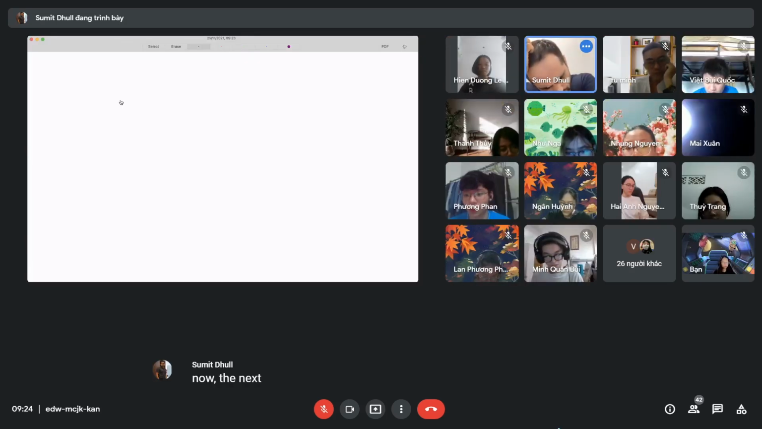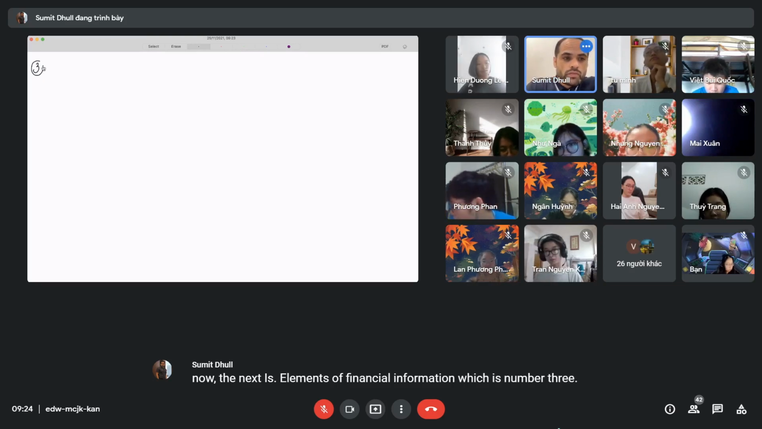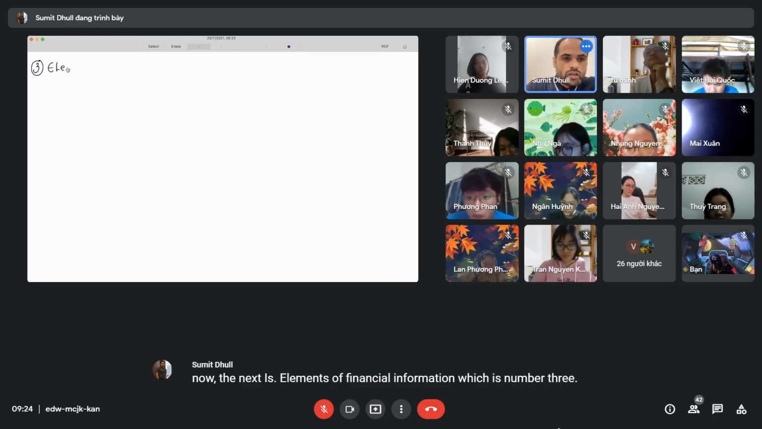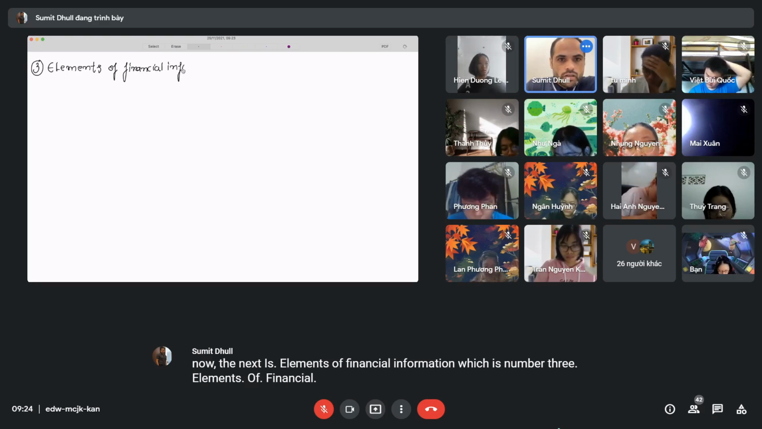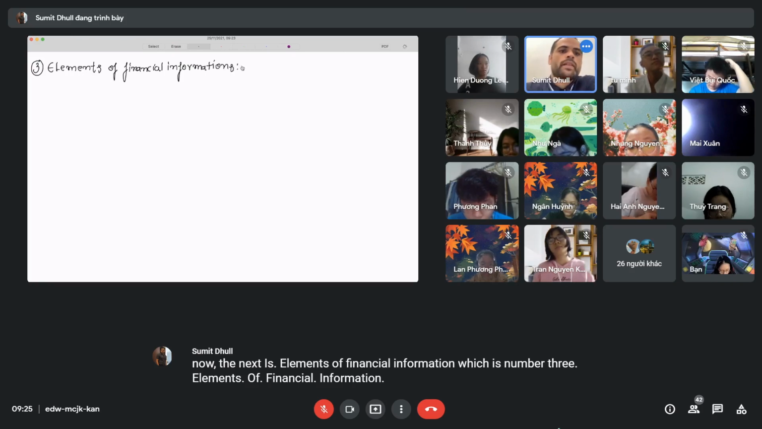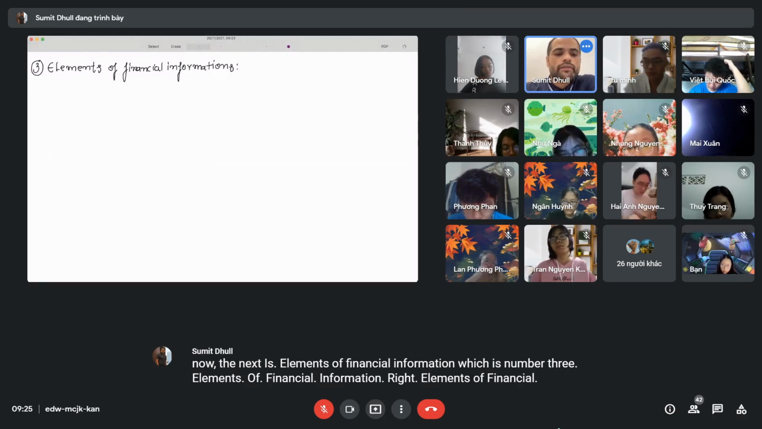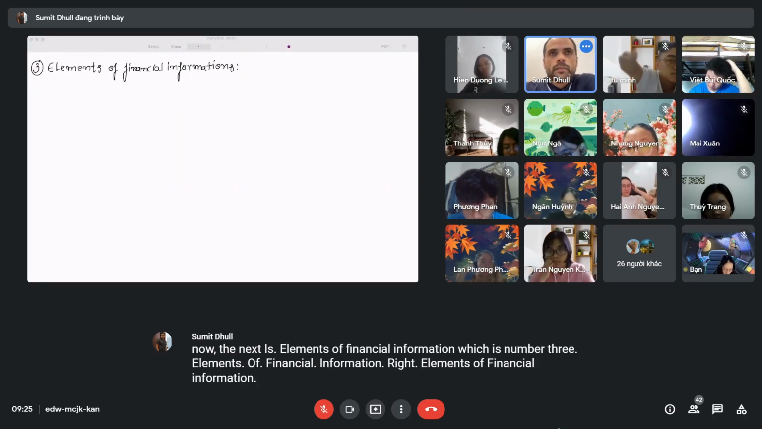Now the next is elements of financial information, which is number 3. Elements of financial information. Now, what does it mean, the elements of financial information?